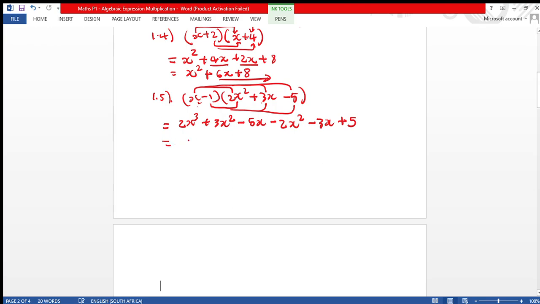So here we're going to have 2x cubed plus, because you've got 3x squared and minus 2x squared, which is going to give us plus x squared. Then here you've got minus 5x minus 3x, which is going to give us minus 8x. Then we have plus 5. This is how it's going to work out.